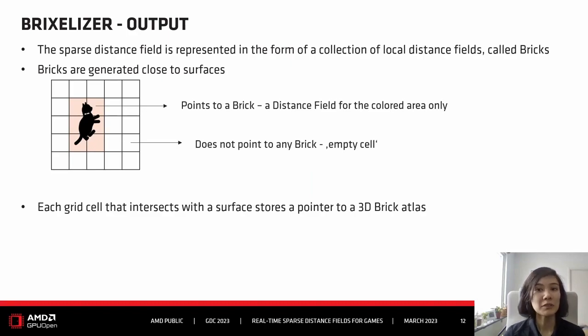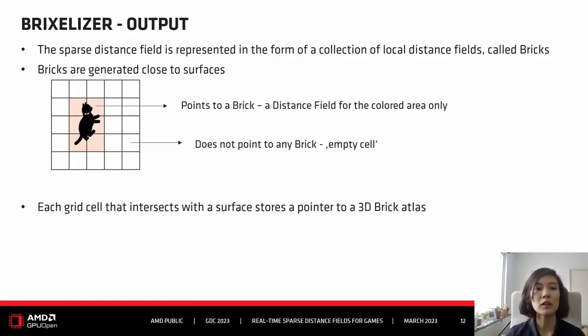The distance fields themselves, as I mentioned before, are a collection of local distance fields. A single local distance field is called a brick. Bricks are generally close to surfaces. So if we lay out a 3D grid over our scene, for every grid cell we determine if this grid cell intersects with a surface or not. If it does intersect with a surface, we let it point to a brick. If it does not intersect with any surface, it remains empty, so it will not point to anything.